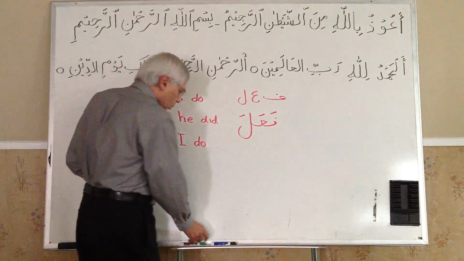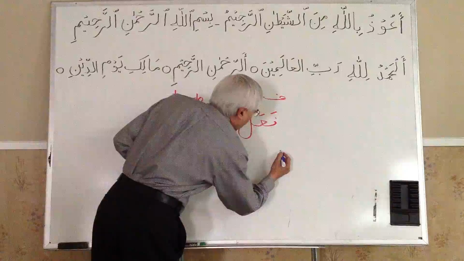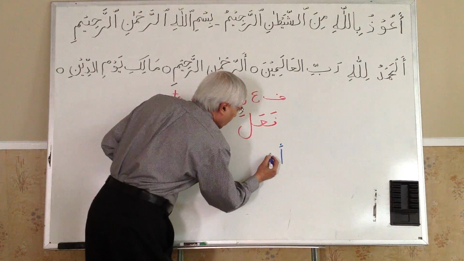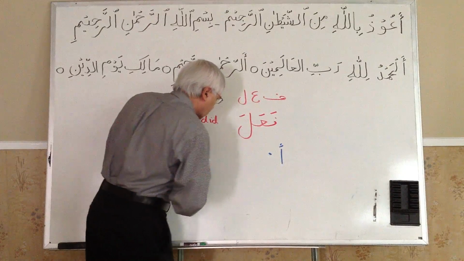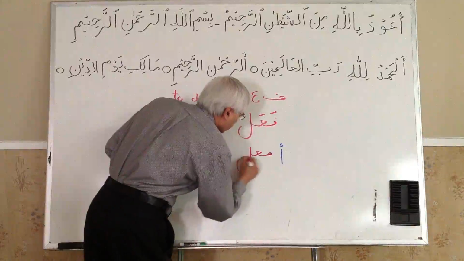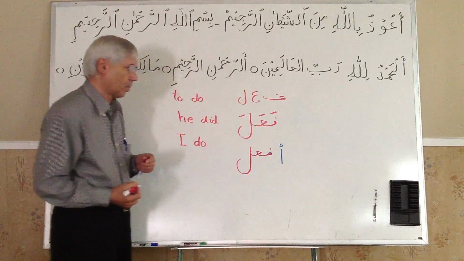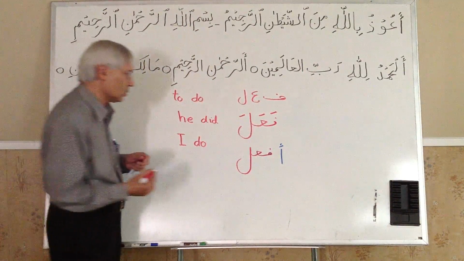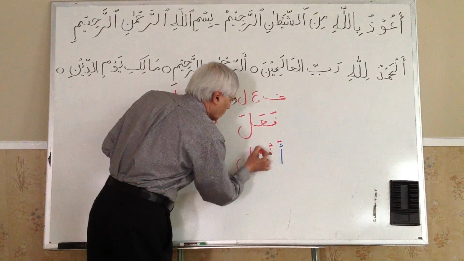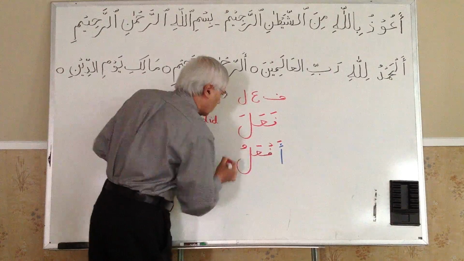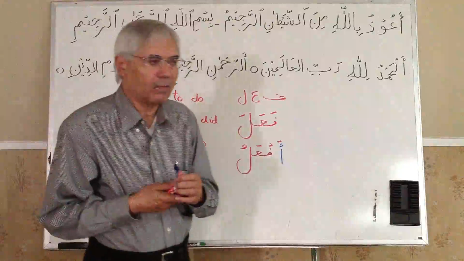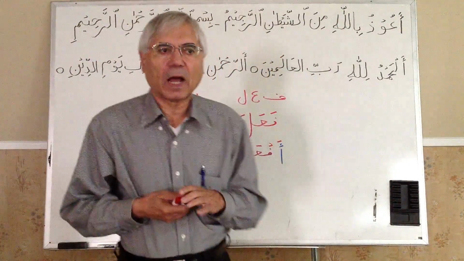For that, what we do, we put an alif, which is like a hamza, in the beginning, and combine these three letters like this. And now we have to put some harakat on them. So we put a fatah there, a sukoon there, a fatah there, and a dhamma there. Af'alu. This will be pronounced as af'alu. Af'alu means I do.